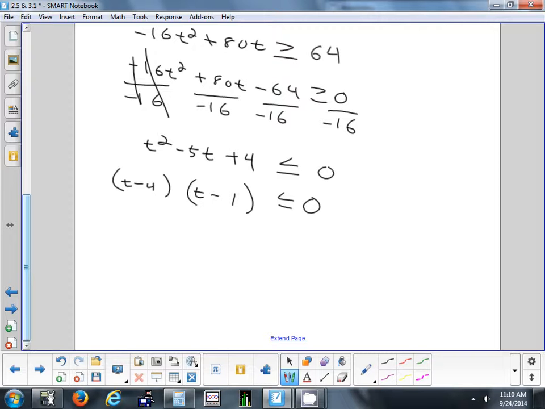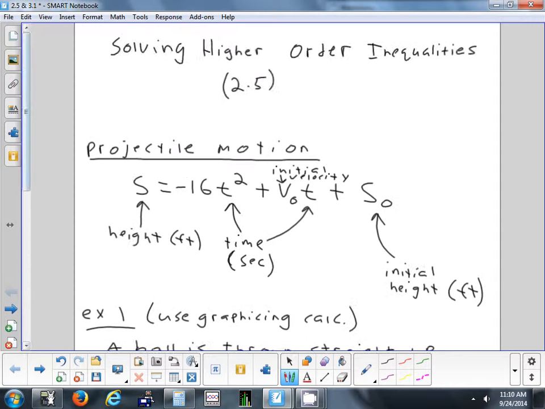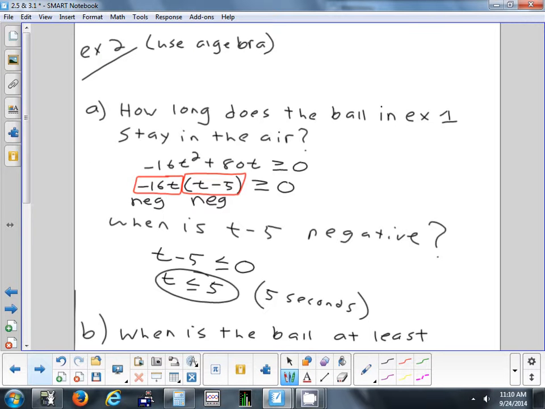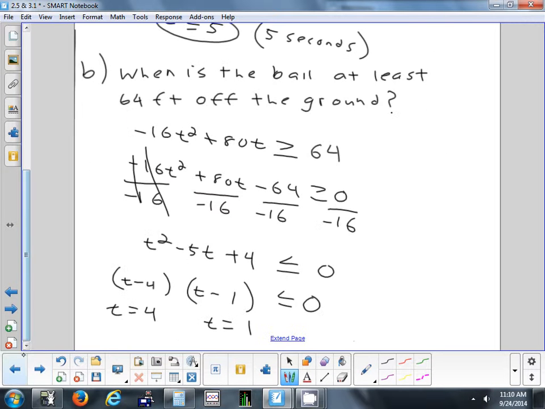Okay, any questions on that? And now we have to look at the two roots that would make each factor 0. The first factor would be 0 when t equals 4. The second one would be 0 when t equals 1. And that's exactly what we got before. Between 1 and 4 is when the object is above 64 feet.